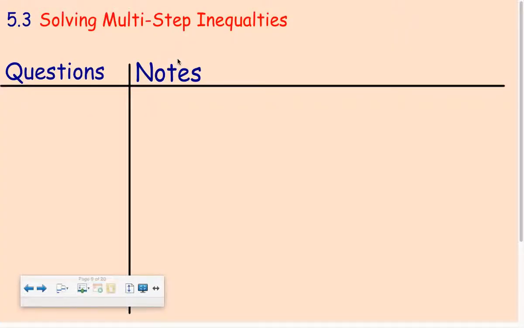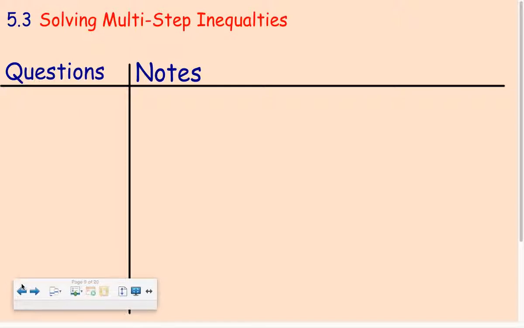Section 5.3, Solving Multi-Step Inequalities. There is not an essential question for this lesson.